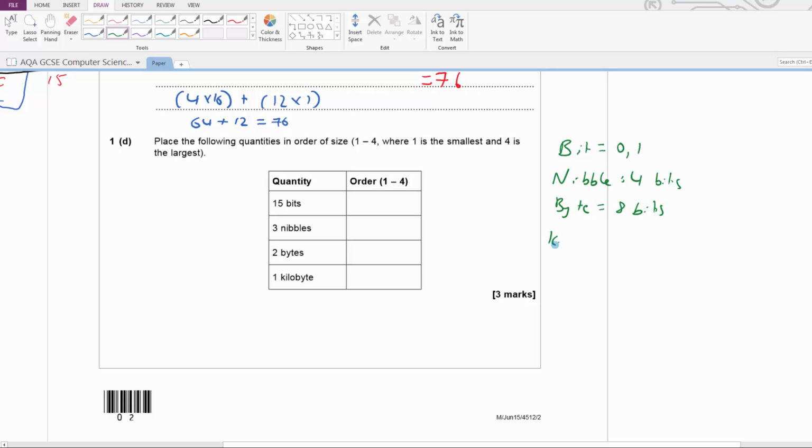Then we have a kilobyte, and a kilobyte is a bit of a tricky one because I was certainly taught that a kilobyte is 1024 bytes. However, in truth and technically it equals 1000 bytes. That's because kilo is a prefix, and this means times 10 to the power 3, so times 1000. Think about physics: a kilogram is 1000 grams, a kilometre is 1000 metres, so kilo means times 1000.